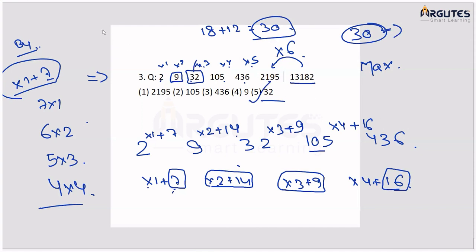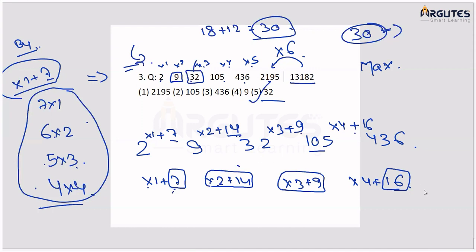I hope this question is clear to you, because this is a very special type of series. Whenever you see into 1 plus 7, into 2 plus 12, into 3, into 4 plus 16, always try to look at this series: 7 into 1, 6 into 2, 5 into 3, 4 into 4, like this. And this series definitely gets repeated in one or two exams.